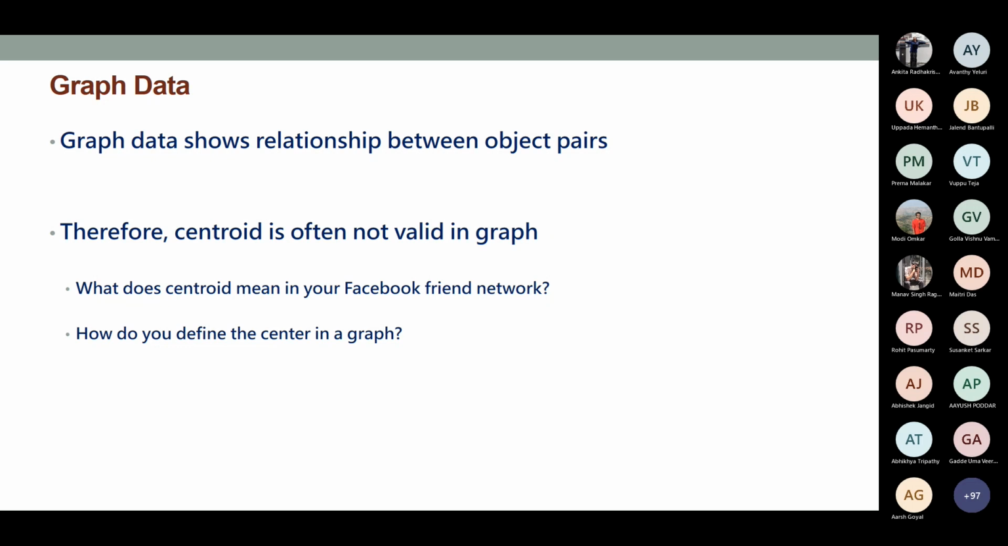But the concept of centroid in graph data is not very clear. What do you mean when I say the centroid of your Facebook friendship network? It's very difficult to define that. You do not know that. It's difficult to define the center of the graph.